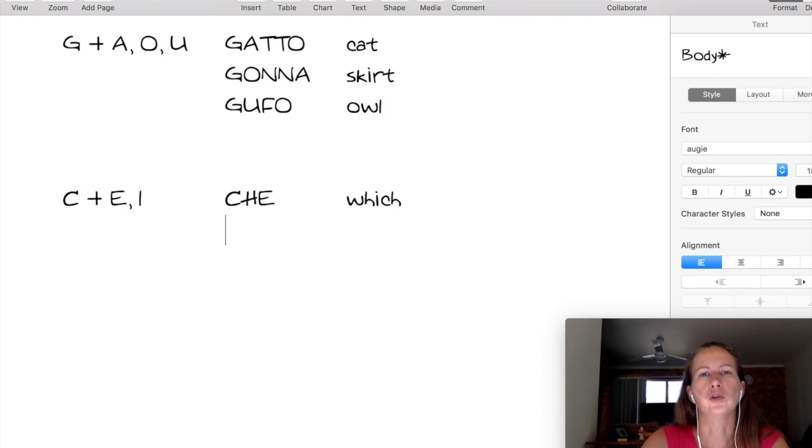So when C is followed by I, usually the sound is Ci. So if you want to make it Ki, we just do the same. We put an H. So C-H-I, Ki. Also Ki is already a word in itself and it means who.